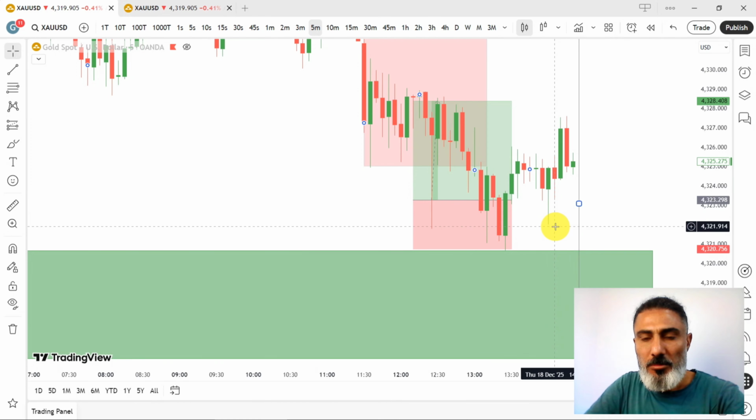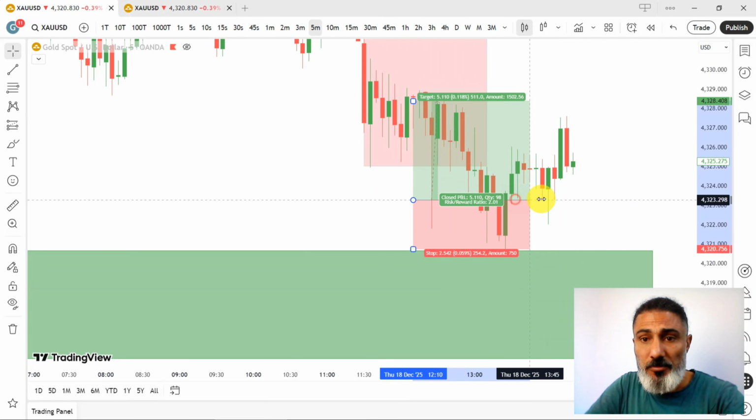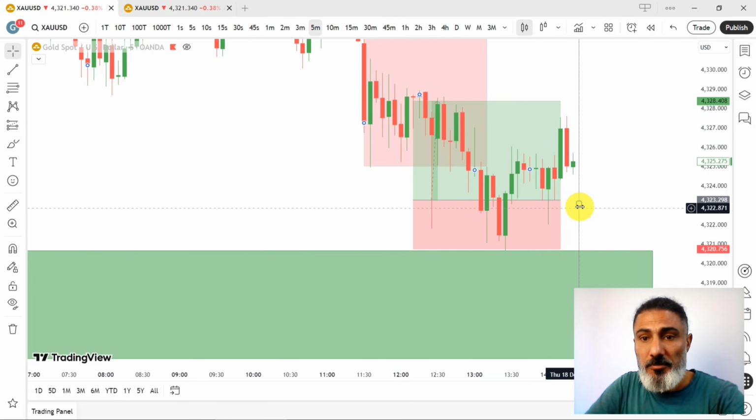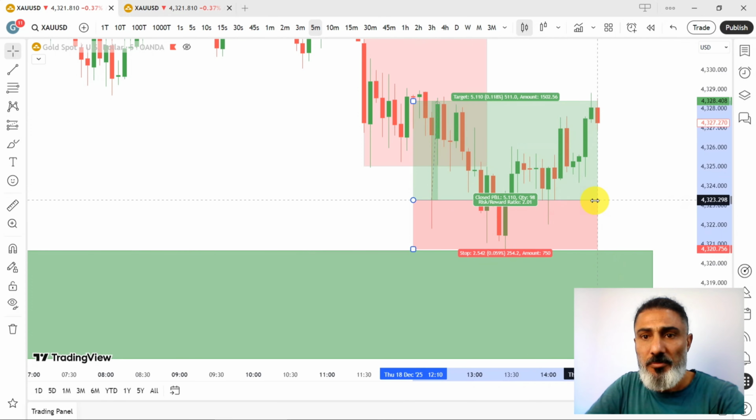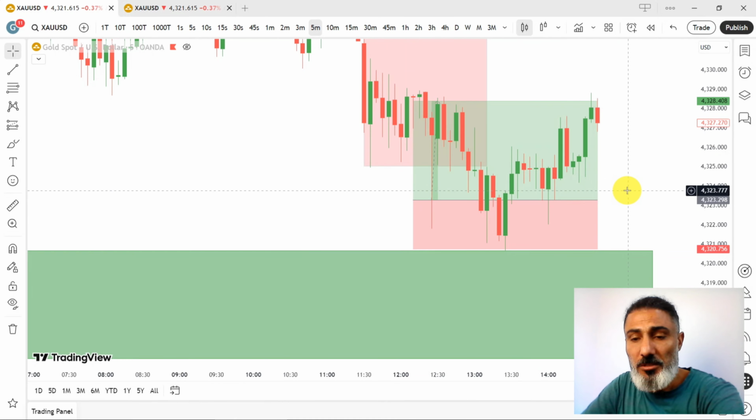See, you could add to your position here, or you could just wait for price to pull back to 50% of this candle. Sometimes it happens, sometimes not. But anyway, yeah, that's it. The target is hit.